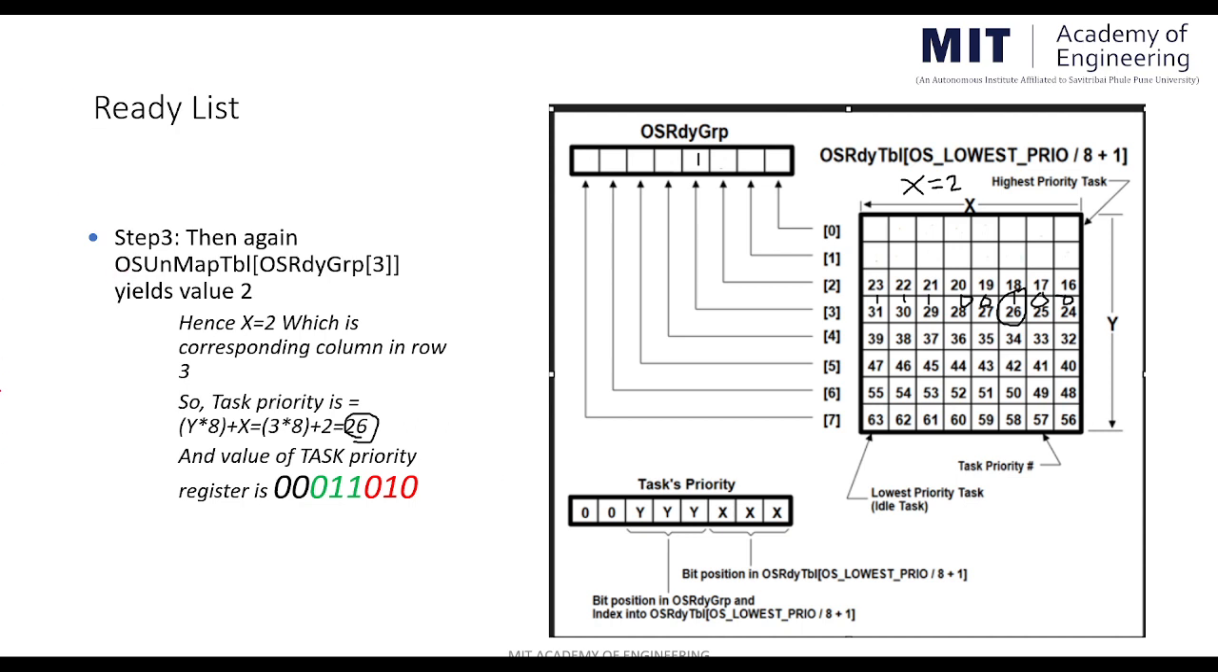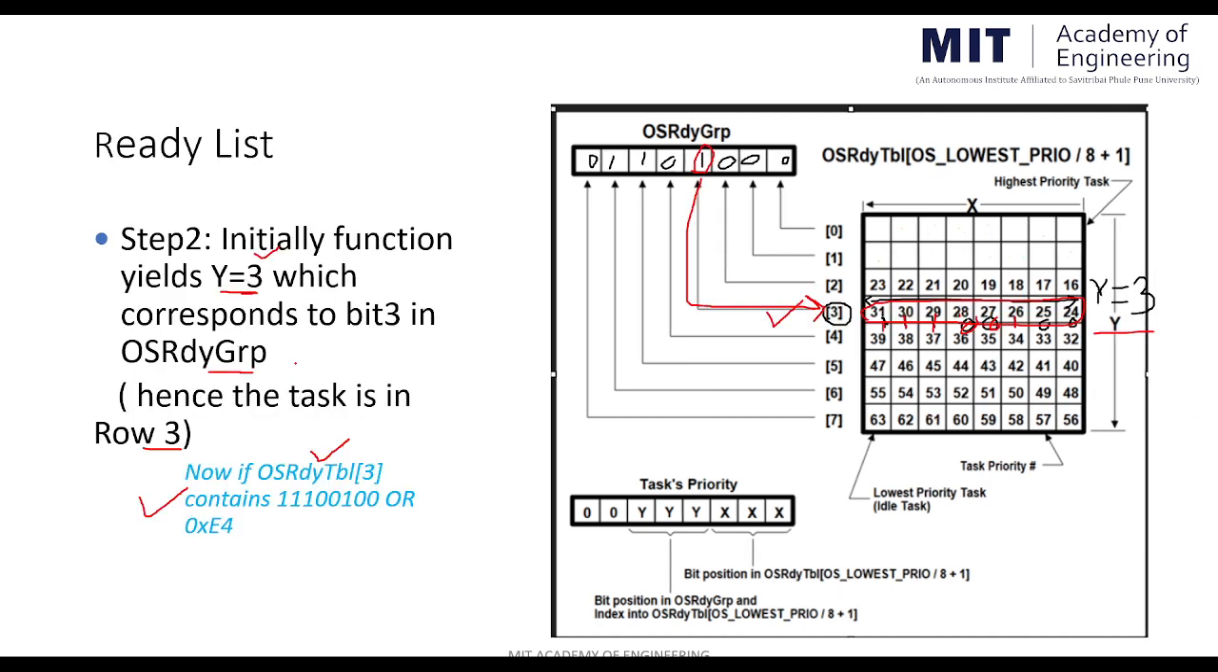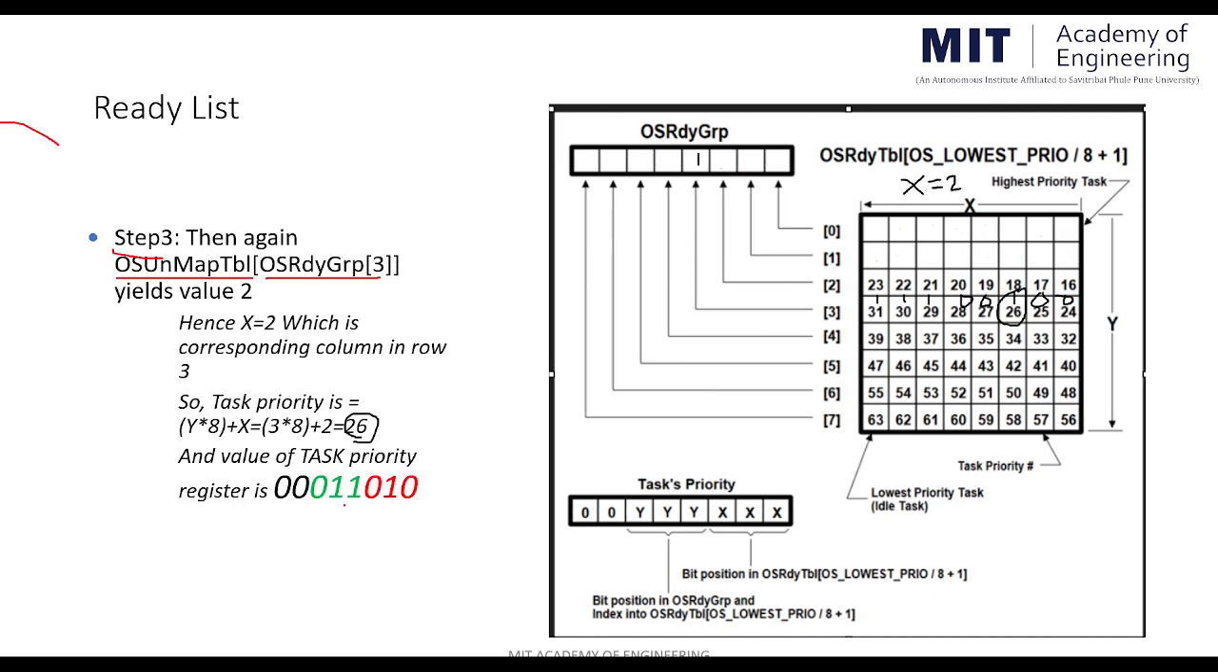Now in step 1 we have done the masking of the OS RDY GRP. In step 2 we have got the value y is equal to 3. And now in step 3 we have to apply the OS unmap table again for OS RDY table of 3. What is the value of OS RDY table 3? That is 11100100. Then the scheduler will mask every index of the OS unmap table with this value. And at this second stage, we will get the result of the ANDing as a 1, so that the scheduler can understand that the value of x is equal to 2.